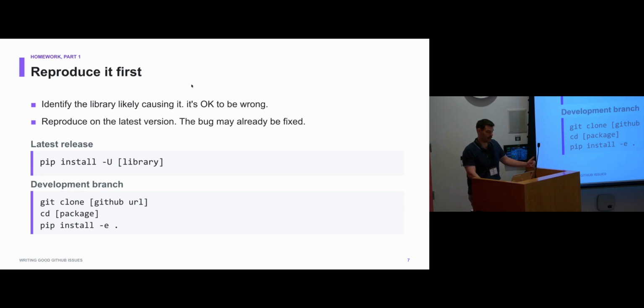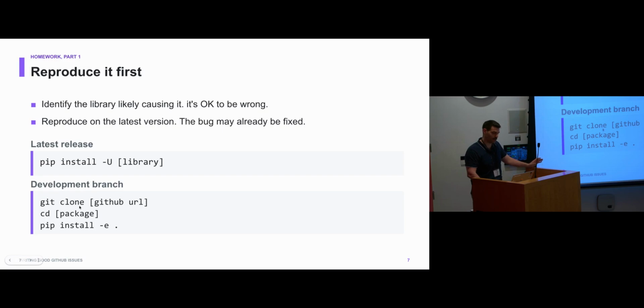One is to download the latest version of the library. So if you're in Python, this would be pip install -U and the library name. That's short for upgrade, and it will bring you to the latest version of that library. So you can test if the latest version has maybe fixed it. Maybe you're dealing with an old version that still has the bug. There's no point in opening it if it's already been fixed.